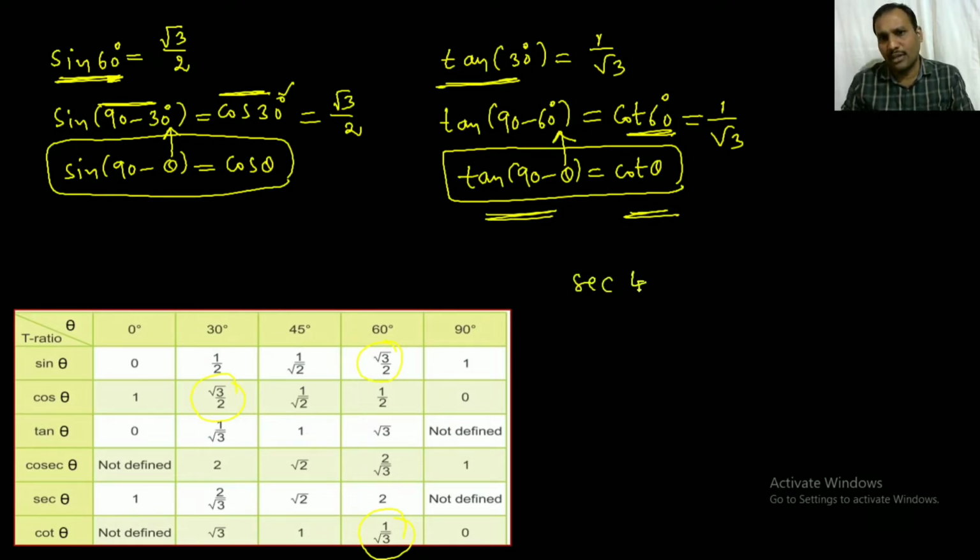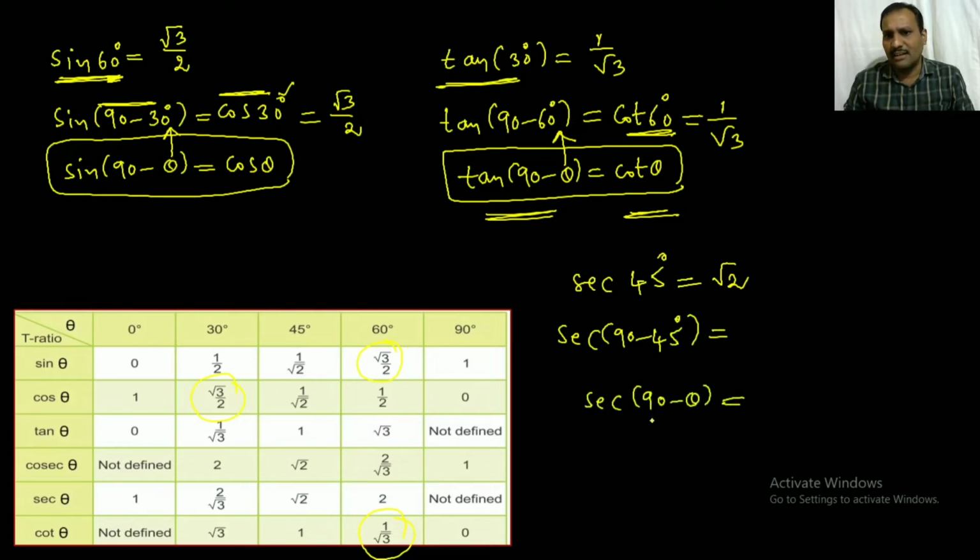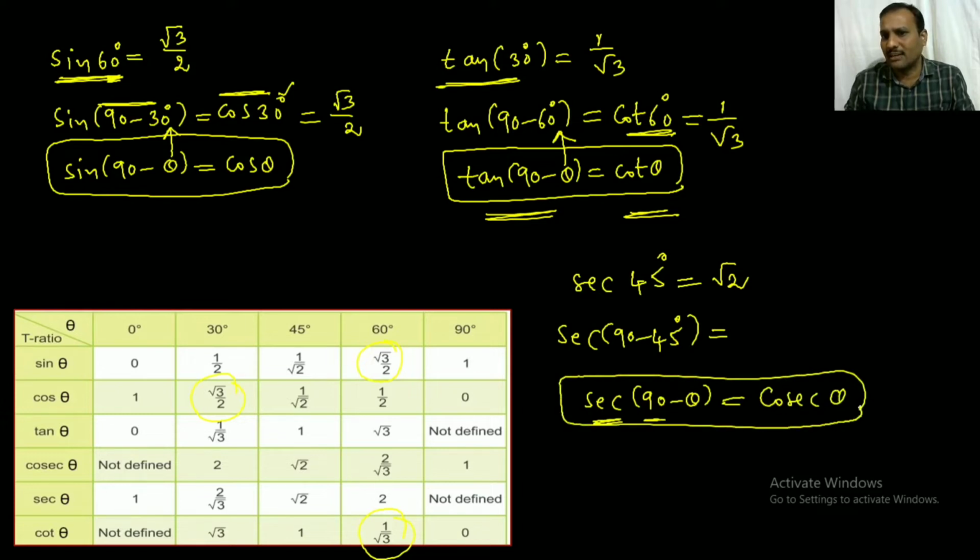Let us say secant 45. What is the value of secant 45? That is root 2. Can I write secant 45 as secant 90 minus 45? Yes. So this is in the form of secant 90 minus theta. Whenever we have secant 90 minus theta, it will become cosecant theta. Secant will become cosecant, the complementary of secant. So this is nothing but cosecant 45 degrees. What is cosecant 45? Here again it is root 2. So secant 45 is nothing but cosecant 45.